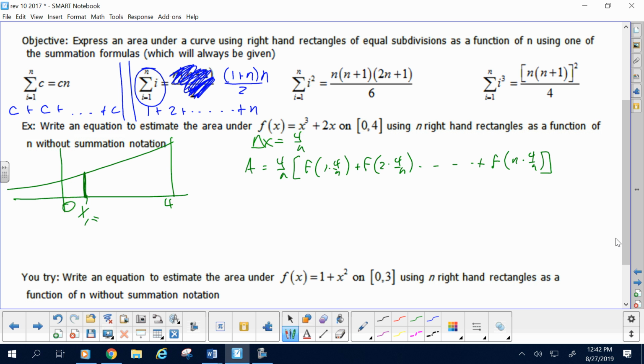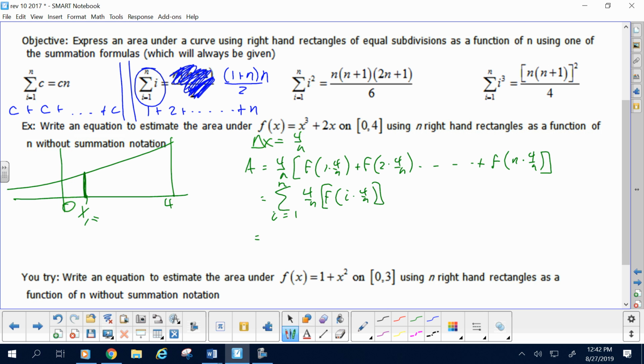And in summation notation, then, that's the sum of many 4 over n's times f at, and what would you express that stuff as? I times 4 over n, with I starting at 1 and going to n.